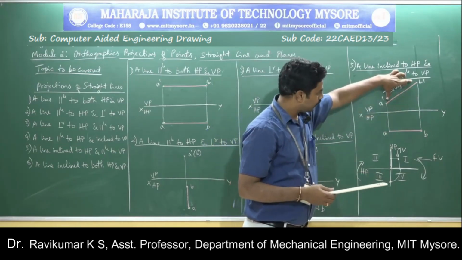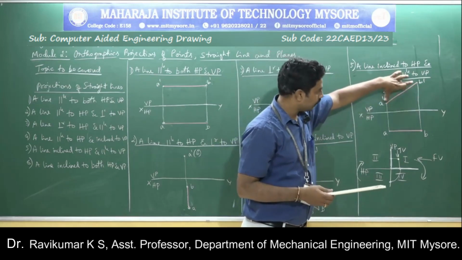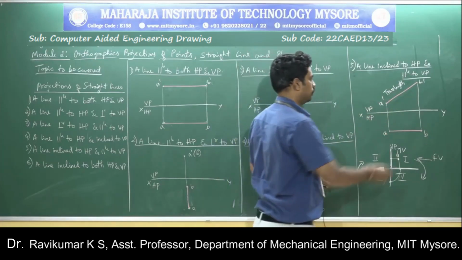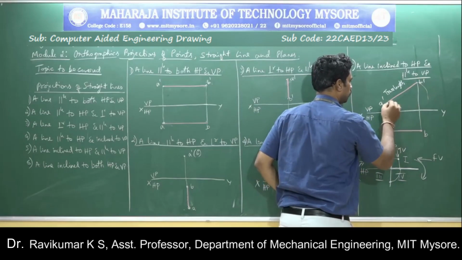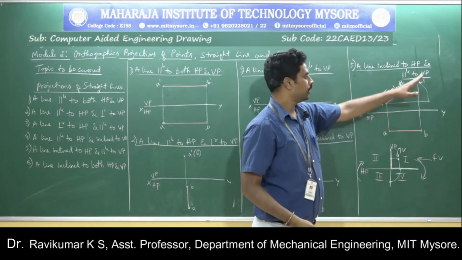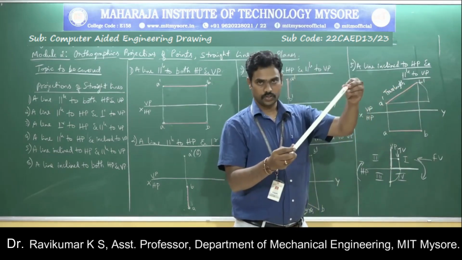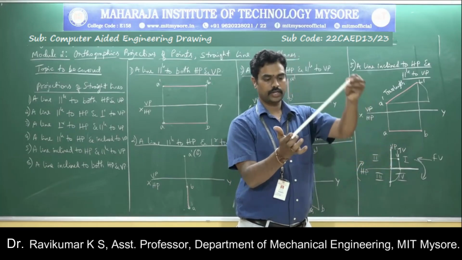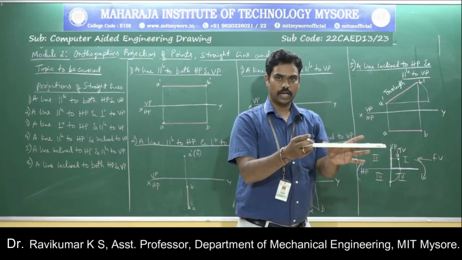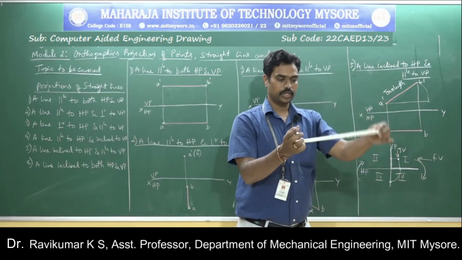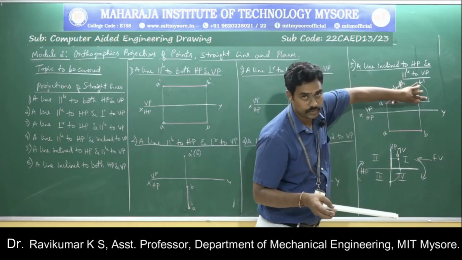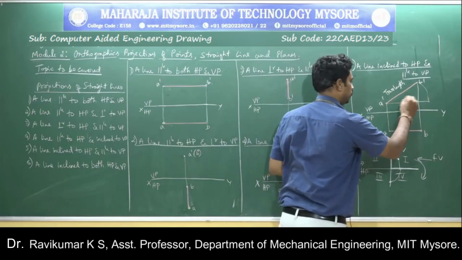But look at the length here and the length here. It is in an inclined position, and this one is not the same. If you take out the inclination with respect to the horizontal plane, if you rotate this line something like this, then it will be parallel to HP. You will get it like this. So the true length of the line should be this one.